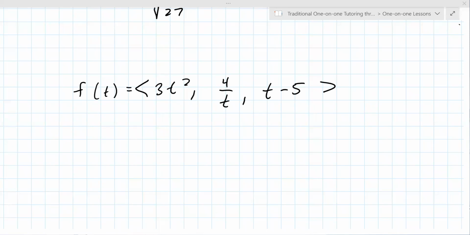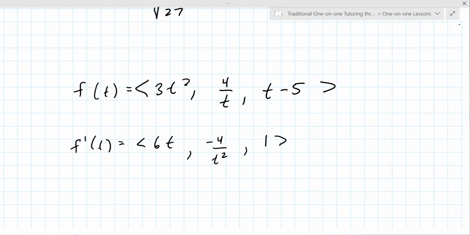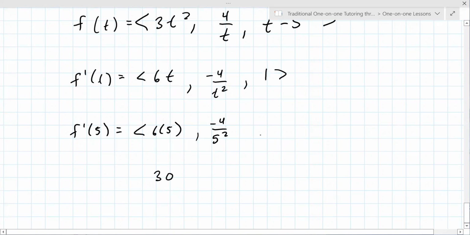So you take the derivative of this, and so f prime of t is 6t, minus 4 over t squared, comma 1, and then you evaluate. You put your t value into this. There it is, so your t value of 5. So you do f prime of 5. 6 times 5 is 30, minus 4 over 5 squared, comma 1. So that gives us 30, comma, minus 4 over 25, comma 1.